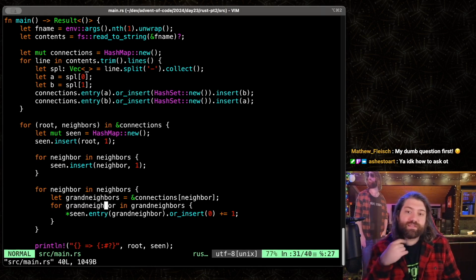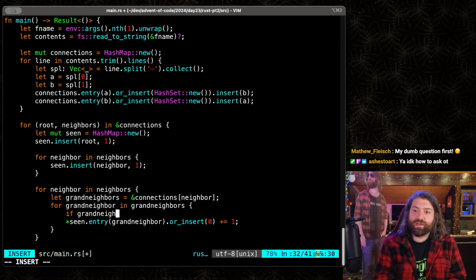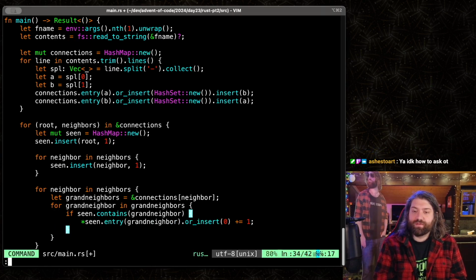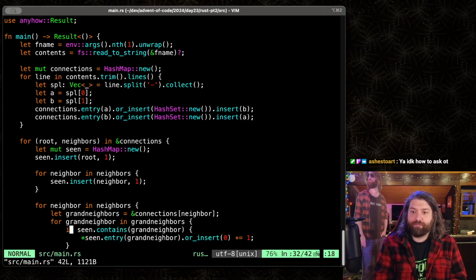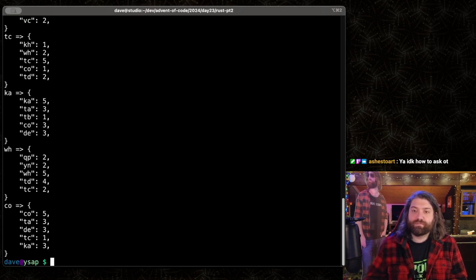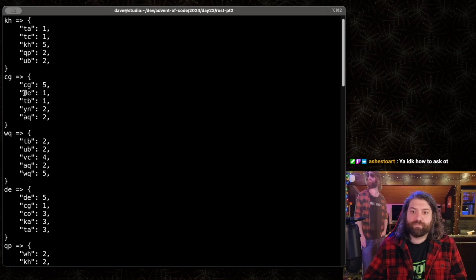Oh, I think I need to see. I think I need to filter out things that we don't care about for the grand neighbors. If grand neighbor in, yeah, if scene dot contains grand neighbor, then we want to increment it by 1. You can do that in 1 line. I mean, that's a little bit of a race condition, doesn't matter. Okay. 5 COK TA.